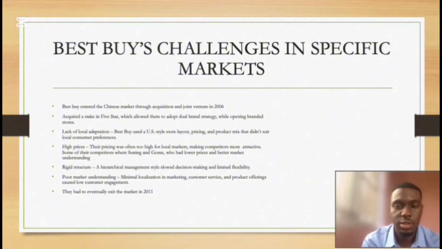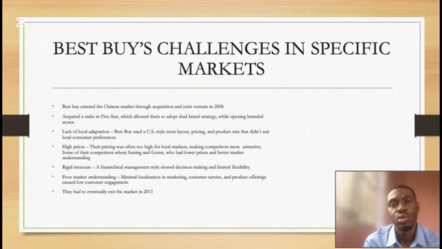Let's look at Best Buy's challenges in specific markets, in China to be specific. Best Buy entered the Chinese market in 2006 by acquiring a company known as Five Star, which was an existing retail company back in the day. The reason Best Buy failed is that they were not able to adapt to localization. Best Buy used US-style store layouts, pricing strategies, and a product mix that did not suit local consumer tastes.